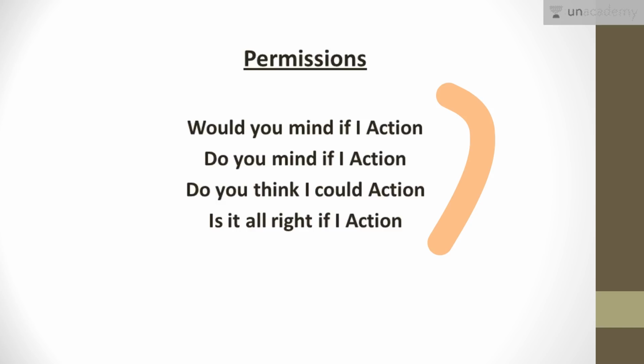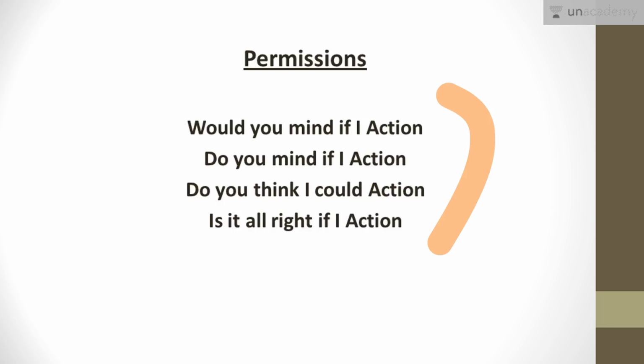Whenever I am requesting you to do something for me, then it's a request. And whenever I'm just asking you that can I do this, can I do that, then in that case it's a permission. I'm actually taking your permission so that I can do this or I can do that. So that is the basic difference between permission and request. When I'm doing something after taking your permission, then it's permission, and when I'm asking you to do something by requesting you, then it's a request.